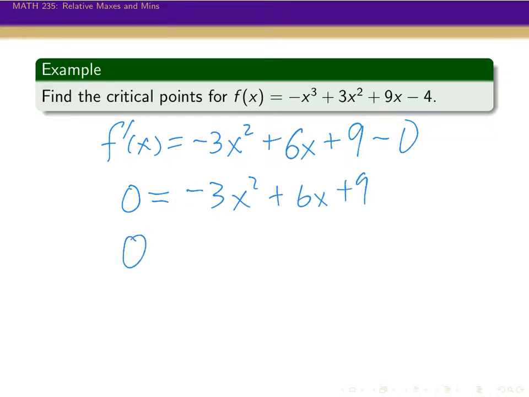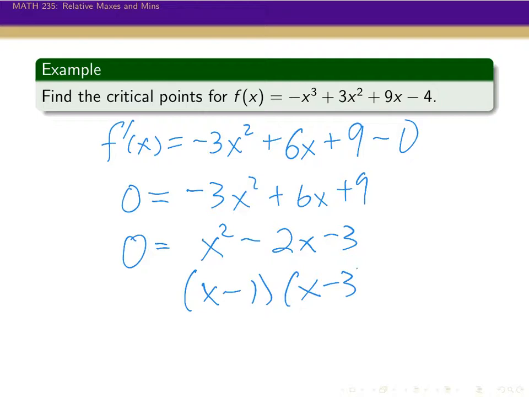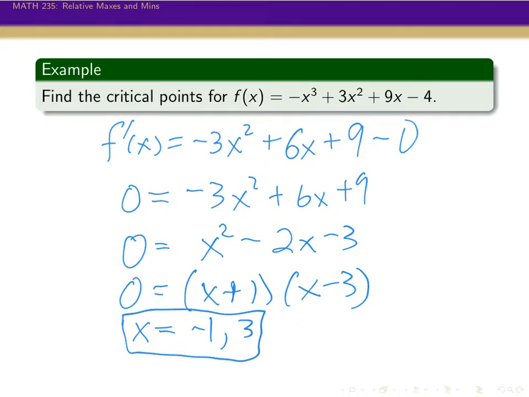I can divide everything here by minus 3 and get x squared minus 2x minus 3. And then this factors nicely. I believe this is going to be x minus 1 and x minus 3, or actually x plus 1 and x minus 3. Yeah, 1 times minus 3 gives me minus 3, minus 3 plus 1 gives me minus 2. Good. And so this means that our x values for our critical points are at minus 1 and 3. So these are the two x values where the critical points lie.